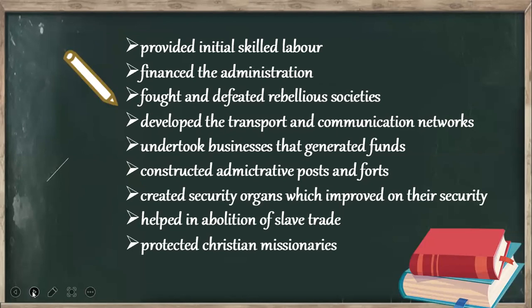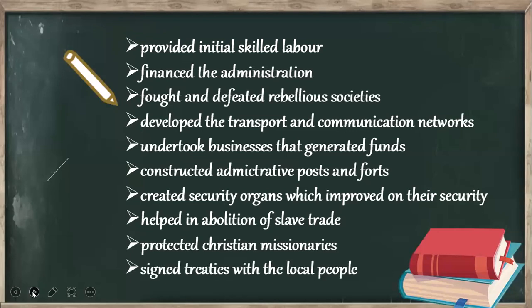For example, Ibeko protected the Church Missionary Society. Now, these missionaries whom they protected were also agents of colonization in their different ways. Like, they softened our hearts so that we could easily welcome the other guys who are coming, these other guys who are harsh and all.